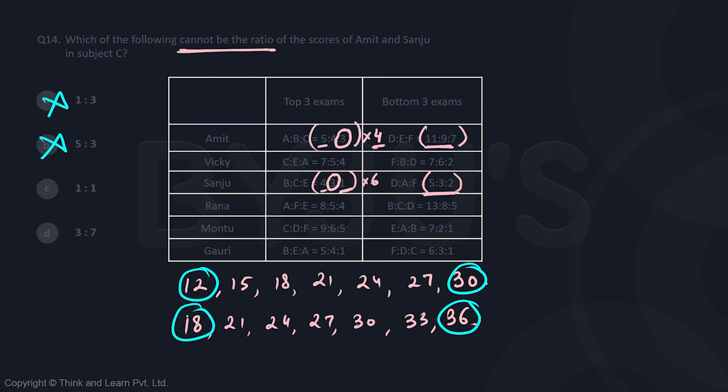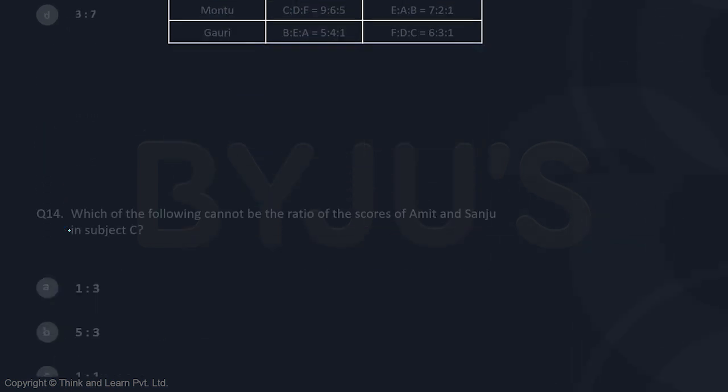1 is to 1. Can't the two scores be equal? Yes, they can be equal. 21 and 21. So of course my answer has to be 3 is to 7. Just check that. In any case, you are getting just one multiple of 7 over here, and for that multiple of 7 over here, on the other side I should be having 9. Only then they can be in a ratio of 3 is to 7. So therefore this is a ratio which is not possible. So my answer is option D, that is 3 is to 7.